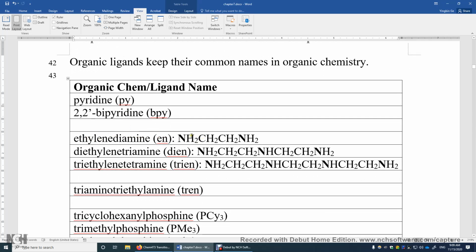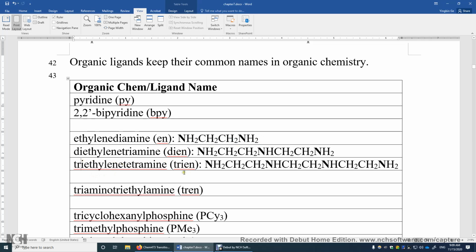Ethylene diamine, so this is ethylene diamine, or you can name this 1,2-diamino ethane. So really it's just ethane with 2 amino functional groups. So another name is just 1,2-diamino ethane. All right. And then this is diethylene triamine. So this is ethylene, diethylene, and then triamine. Abbreviation is DIEN. So diethylene.